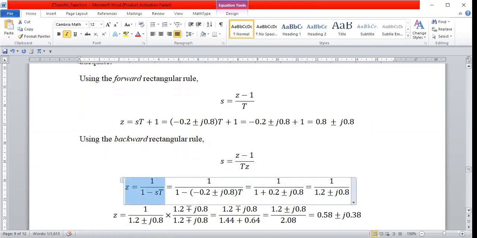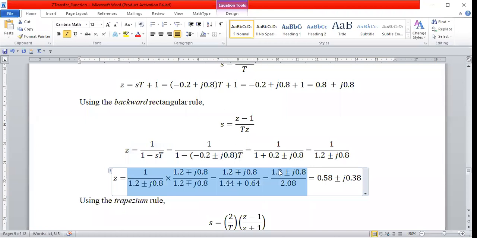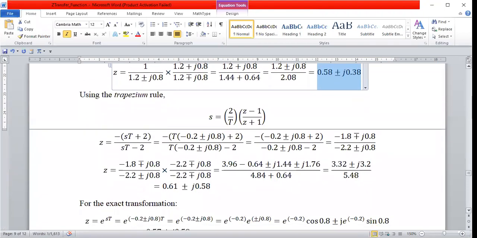Then when you do the mathematics, I will not explain it because it's just maths. After the class, you can just go over it. You get Z to be this. Then if you use the trapezium rule, S is equal to this. Then you make Z the subject of formula. So when you make Z the subject of formula, you get this.